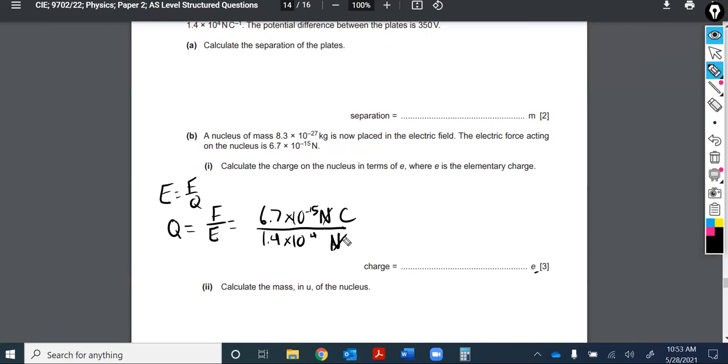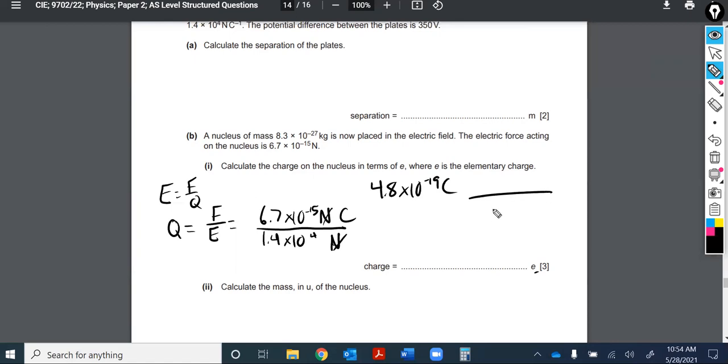I'll let you do this on your own calculator. I don't need the on-screen calculator for all of them, right? 6.7 by 10 to the minus 15 divided by 1.4 by 10 to the 4. What did you get, YouTube? 4.8 by 10 to the negative 19? Well done. Now that's coulombs of charge.